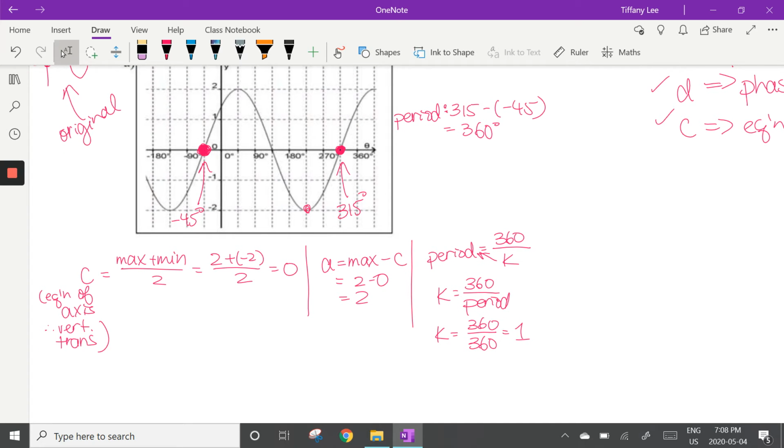And then lastly, we need to solve for d. I'll just do that down here. So d is our phase shift. Has it moved left or right? Well, when we think about our parent function, it looks something like this.